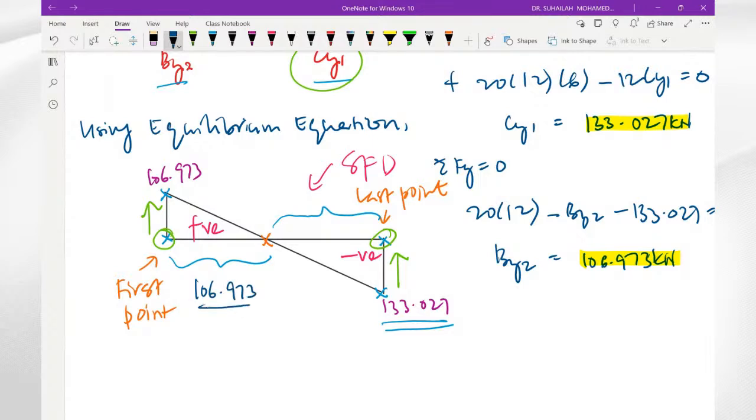106.973 divided by 12. And this is equal to 106.973, we divide by 12. It is 8.91. This is 8.91 meter.